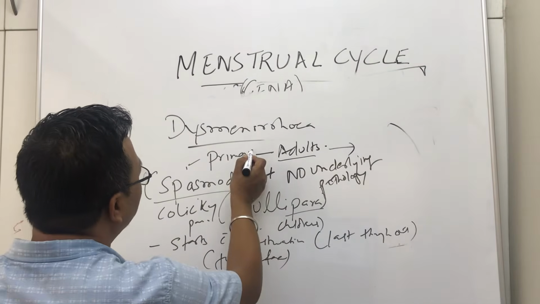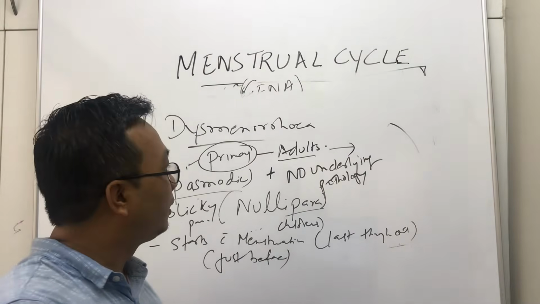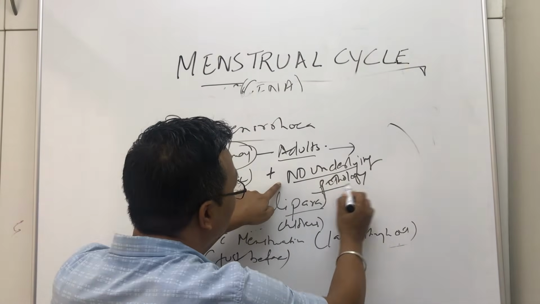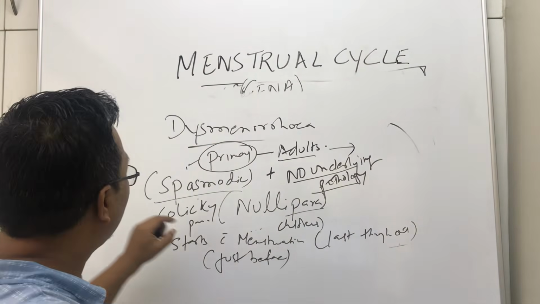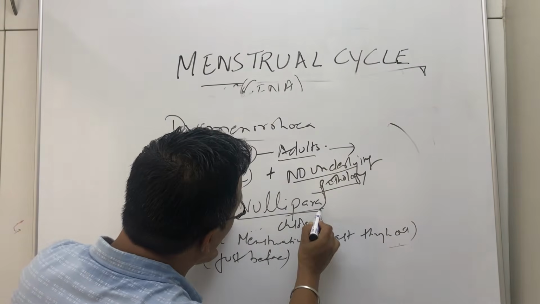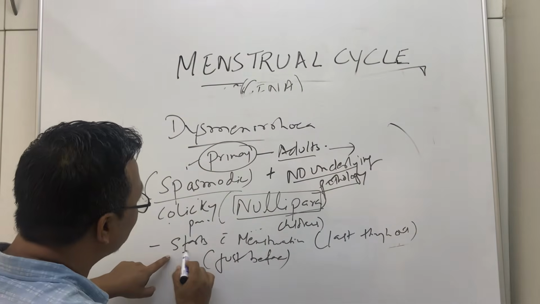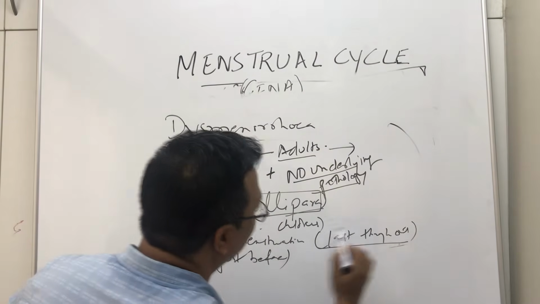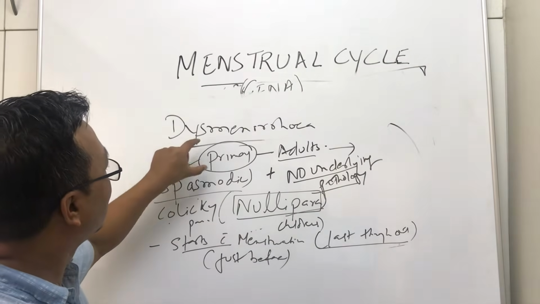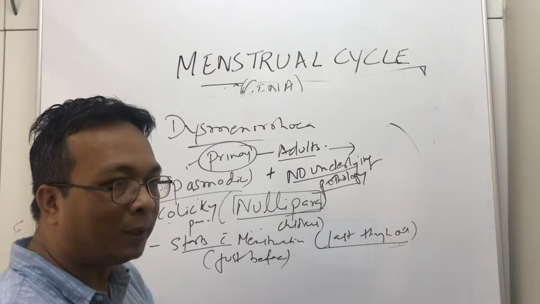So we are discussing primary dysmenorrhea. It is more common in young people, and there is no underlying pathology. It is a colicky type of pain, mostly found in nullipara, in those who have no kids, no children, not married, young people. It starts with menstruation and lasts throughout the menstrual period. These fall into the primary dysmenorrhea type of pain.